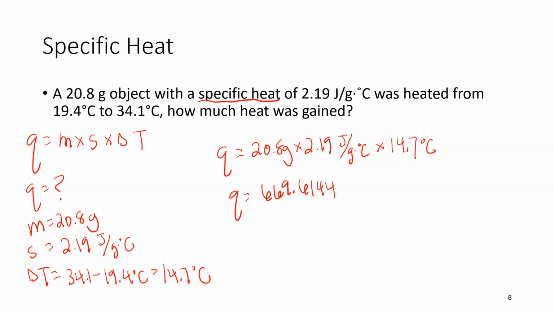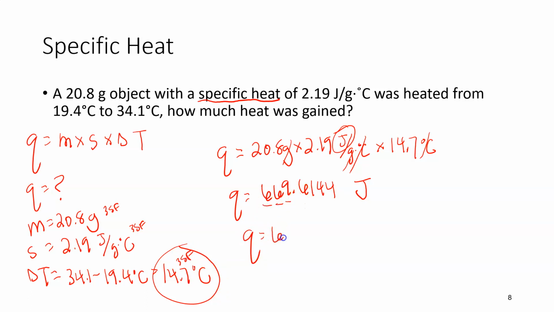669.6144 units. And I haven't rounded to sig figs yet, but if we look back on the previous slide, or a couple slides ago, it said heat was in joules, so I could know that it's joules. But I can also know it's joules because the grams cancel out and the degrees Celsius cancel out, so the only unit left is joules. So sig figs, well, this number has 3 sig figs, this number has 3 sig figs, and then this number down here has 3 sig figs, so my answer should have 3 sig figs. So 1, 2, 3, but that 9 has to be rounded up. So 670, I'm going to put a decimal place right there, to show that that 0 is supposed to be significant, and then the unit is joules.